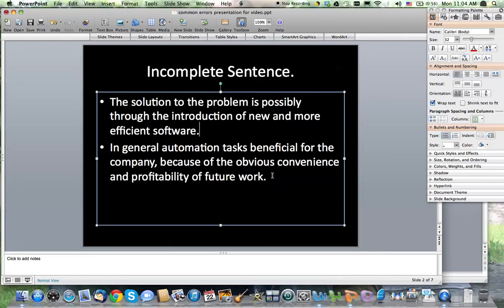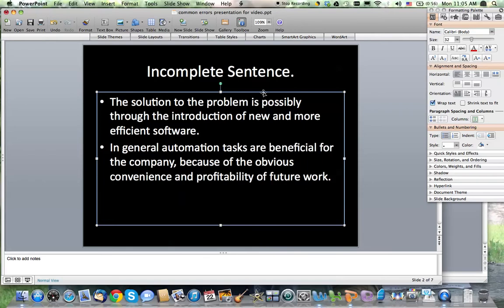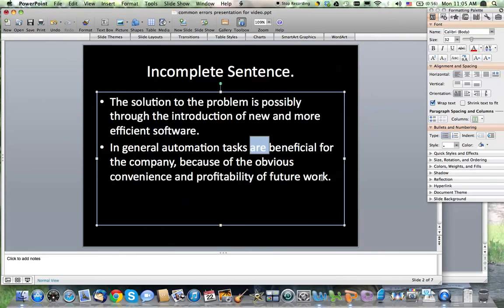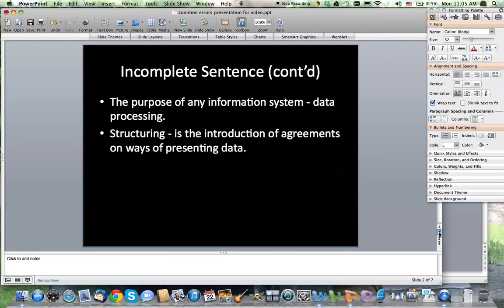In general, automation tasks beneficial for the company because of the obvious convenience and profitability of future work. Once again, it's an incomplete sentence because there is no verb. Take a look. Where should we put the verb? Right here. Are. So notice simple verbs. Is, are. Those are the kind of verbs that you can't forget. This is a very simple English concept that you need to remember.